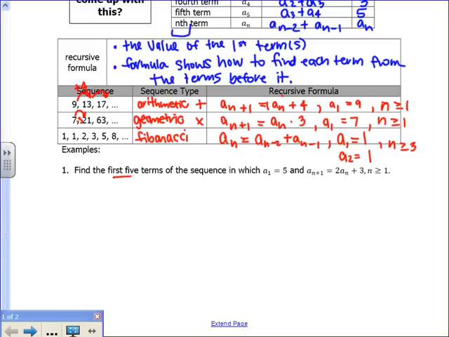So, find the first 5 terms. One of them's already done for you. A sub 1 is 5. Got it.